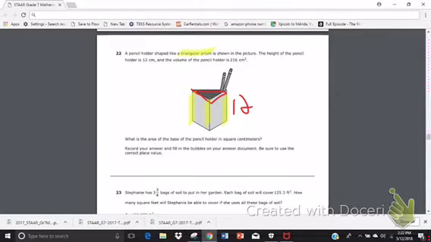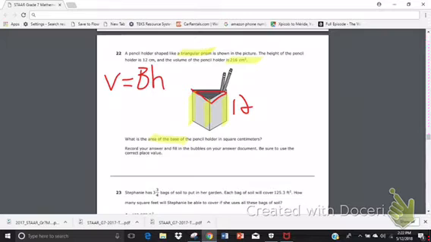So now what the question is asking us: what is the area of the base of the pencil holder in square centimeters? And that also tells us that the volume is 216 cubic centimeters. So we know we're working with a triangular prism and we're working with volume. Looking at y'all's star chart, the formula for the volume of a prism is volume equal to the area of the base times the height.